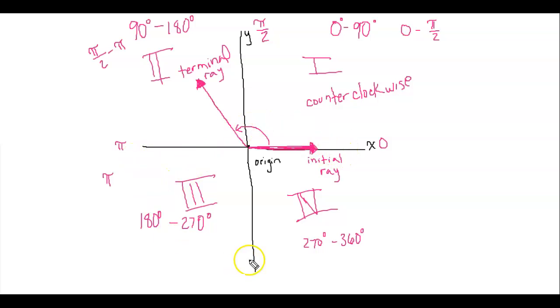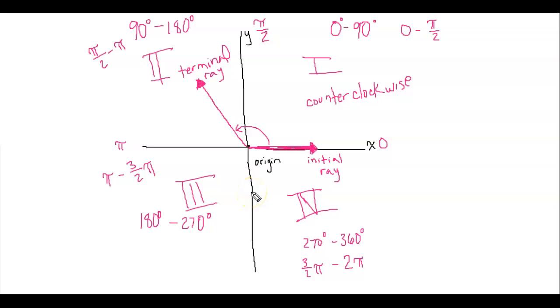And so that means that this would be between 3/2 pi. So between pi and 3/2 pi, and then between 3/2 pi and 2 pi are going to be the angles in the fourth quadrant. And so we spin going in this counterclockwise direction.